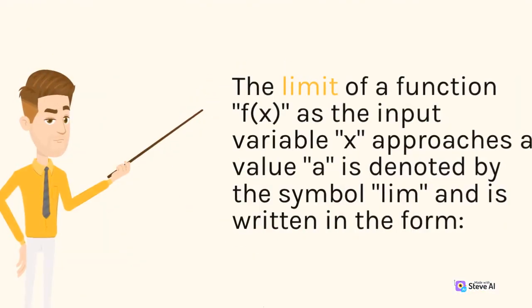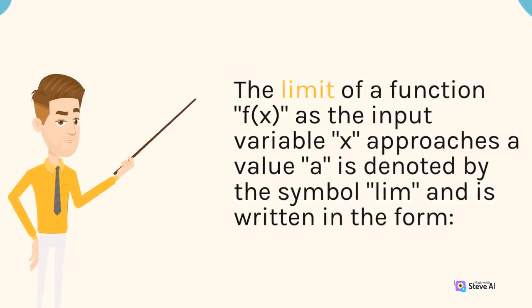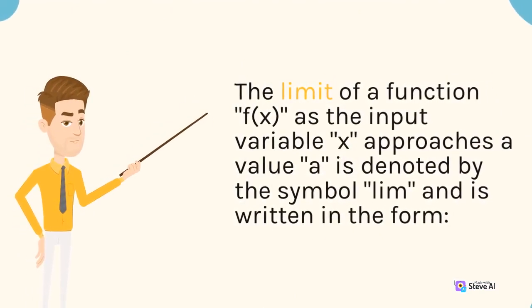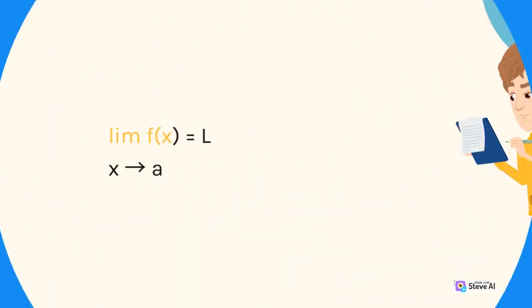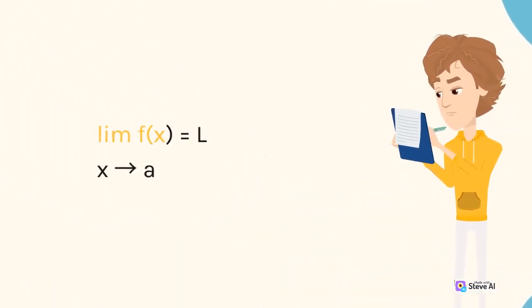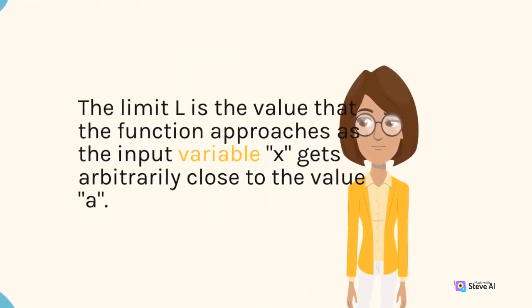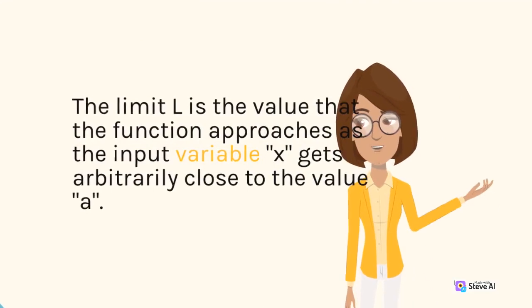The limit of a function f(x) as the input variable x approaches a value a is denoted by the symbol lim and is written in the form lim f(x) = L as x approaches a. The limit L is the value that the function approaches as the input variable x gets arbitrarily close to the value a.